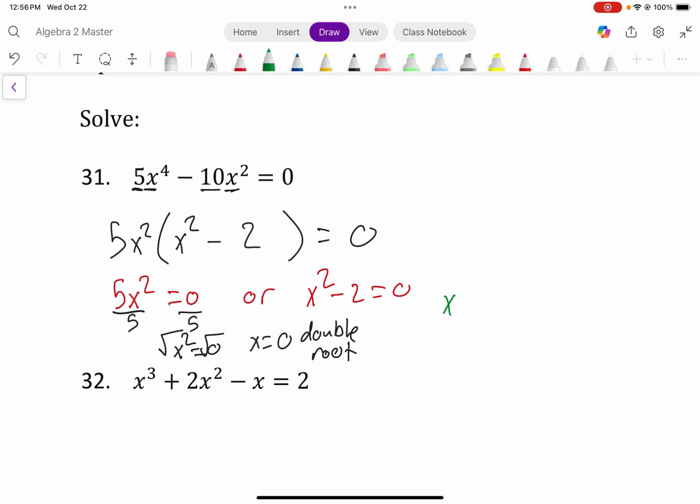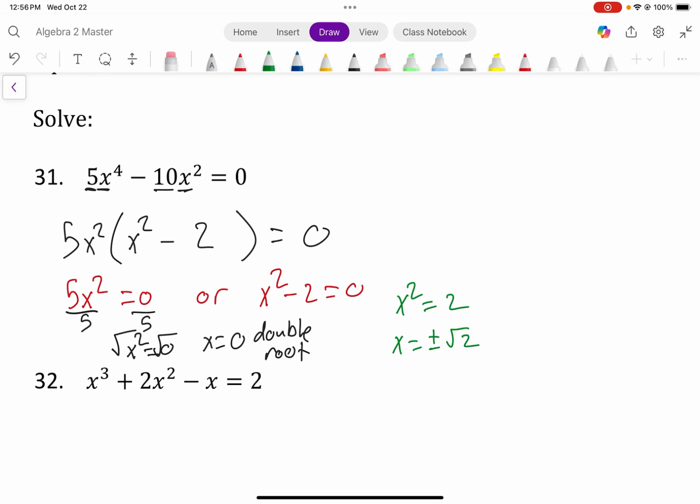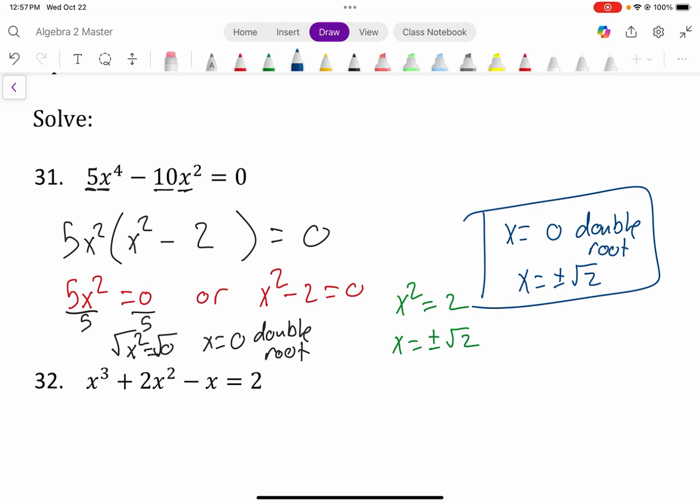And then x squared equals 2. X equals plus or minus square root of 2. So my four answers are going to be x equals 0 double root. That counts as 2. X equals plus or minus square root of 2. This highest exponent will tell you how many answers you should have. So I should have 4 answers, the 0 double root being 2, plus root 2, minus root 2. That makes a total of 4.